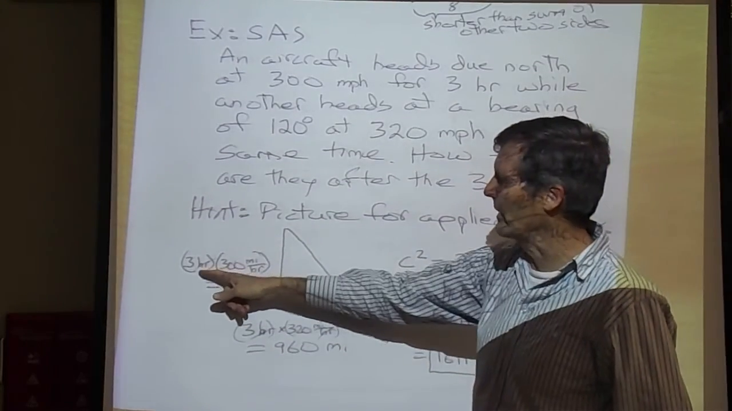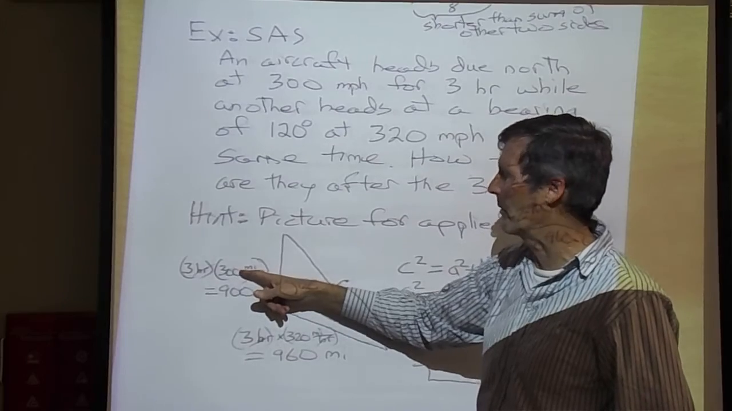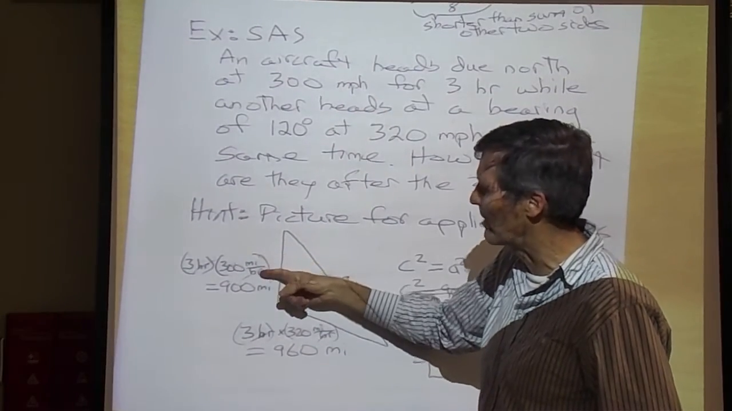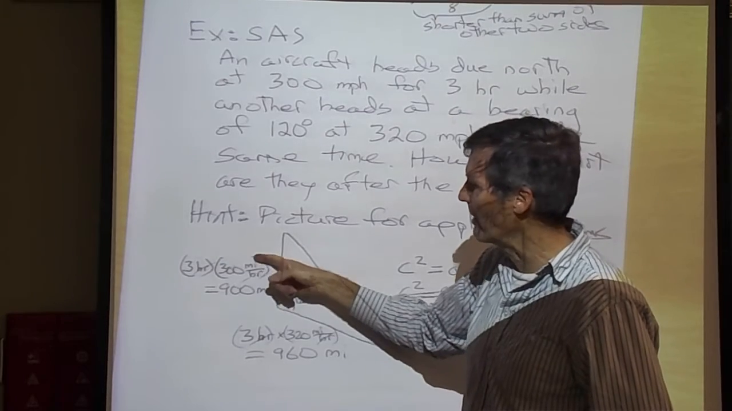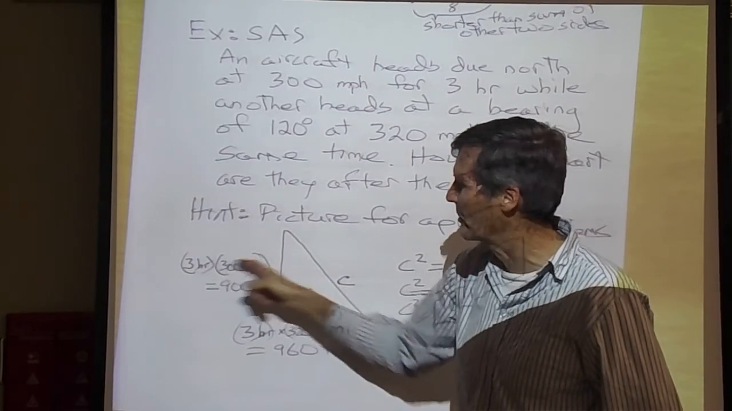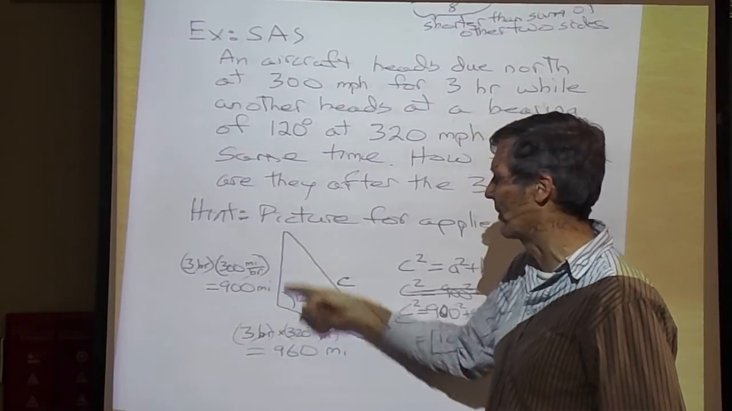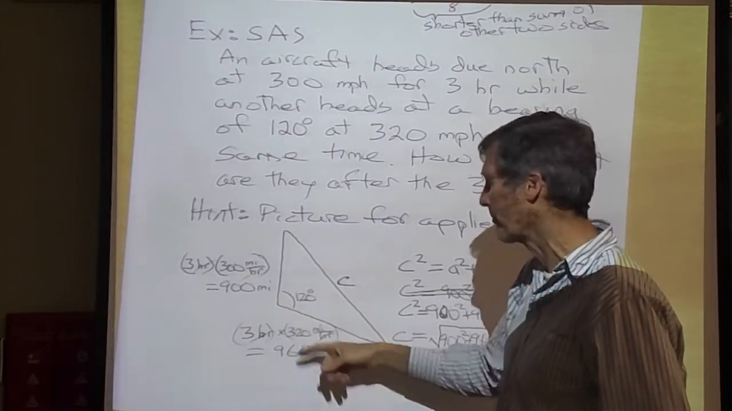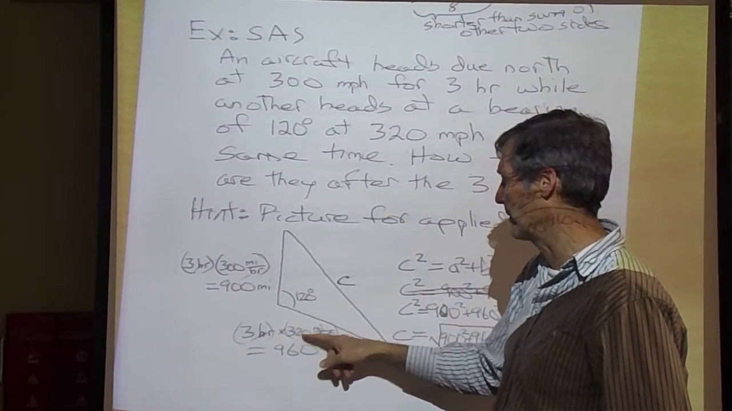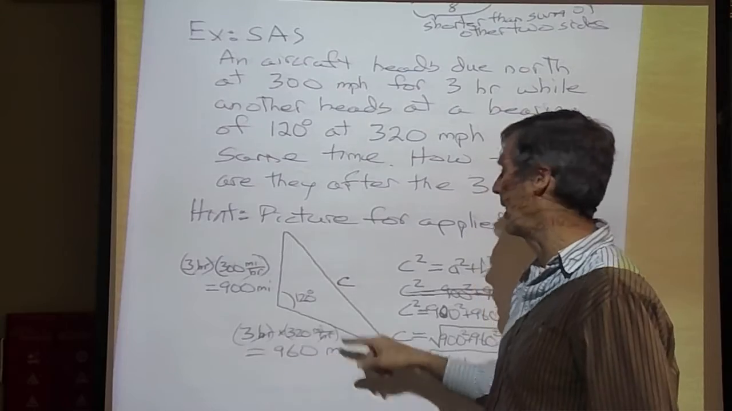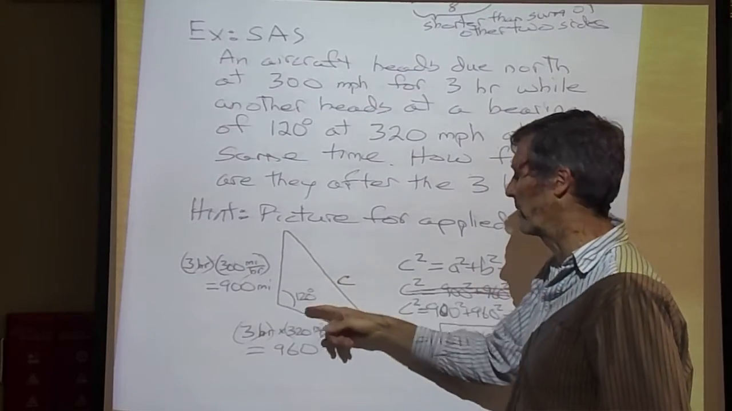If I go for 3 hours at 300 miles per hour, MPH stands for miles per hour, which can also be written as miles divided by hours. If you write it that way, miles divided by hours times hours, the hours cancel and you get miles. So 3 times 300 is 900 miles on this side. That's how far that plane traveled. On this side, 3 hours times 320 miles per hour, the hours cancel. 960 miles this plane has traveled at an angle of 120 degrees.